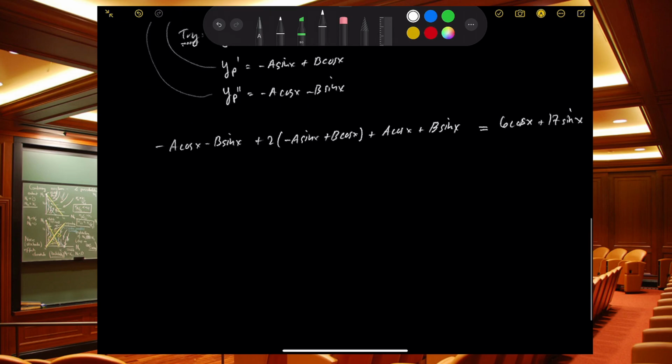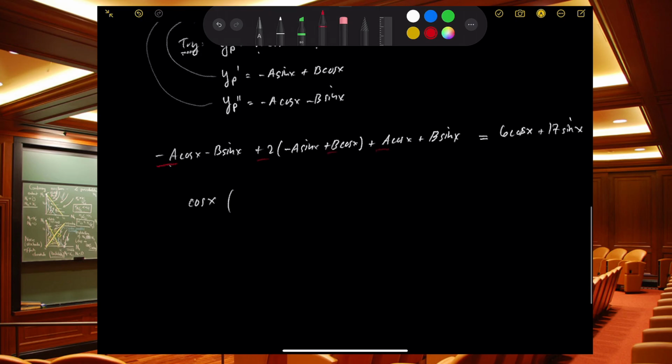So from here, we'll collect the coefficients of cosine. So what do we have? Negative a plus 2b plus a. So what does that mean? Do the a's drop off? Yes. So the a's drop off, and so we're just left with 2b cosine.